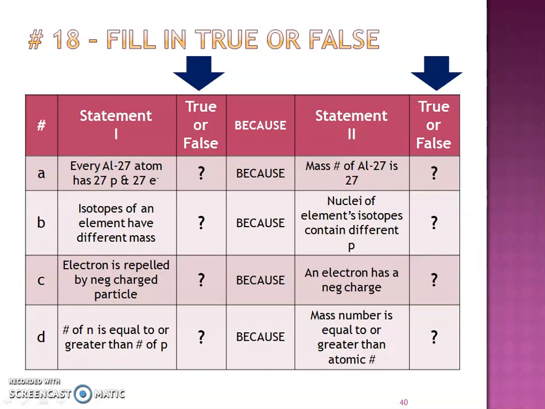Number 18, this one's a little tricky. You're reading the statements going across. So you're going to read statement 1, figure out if it's true or false, and then figure out whether statement 2 is true or false. So this is a little tricky. Again, you might want to write it down like A, TT, or TF, or FT, whatever, and then check your answers, because I'm giving you the answers all at one time.